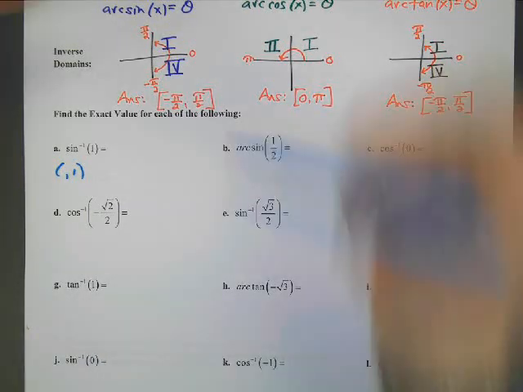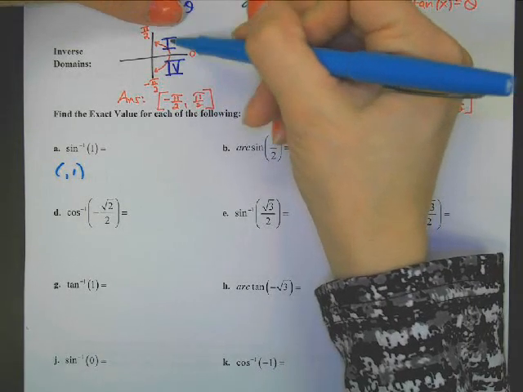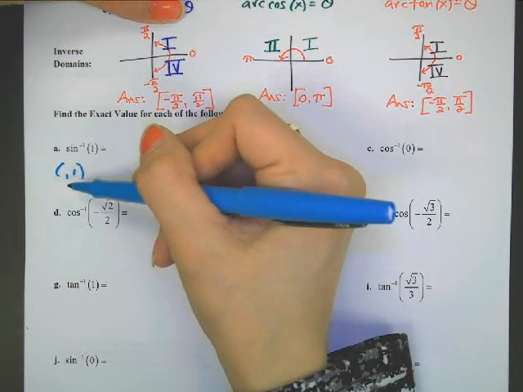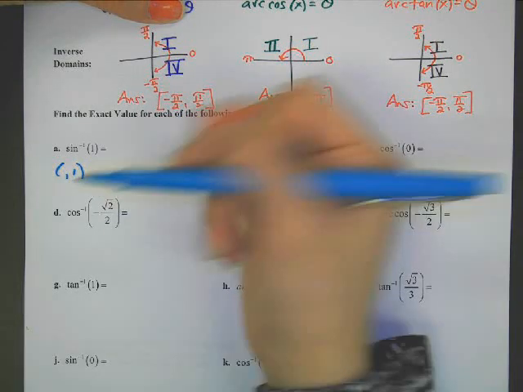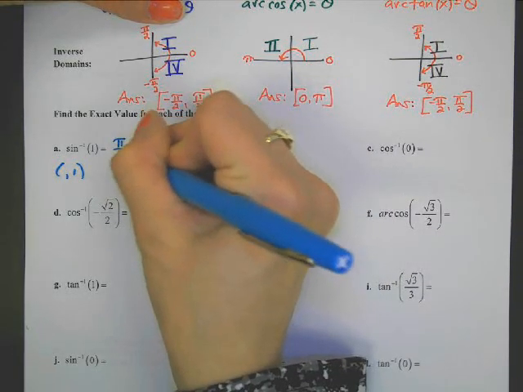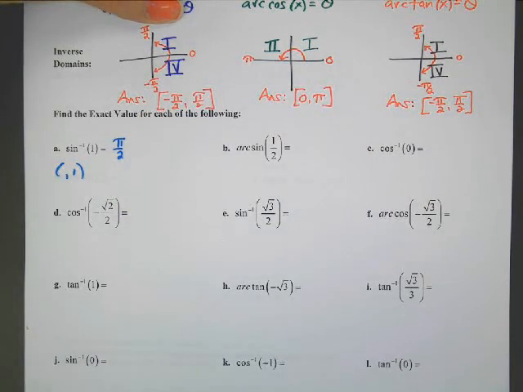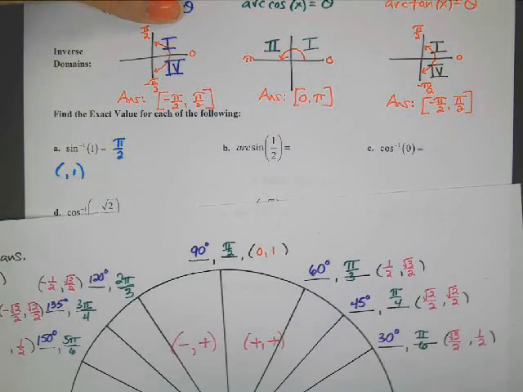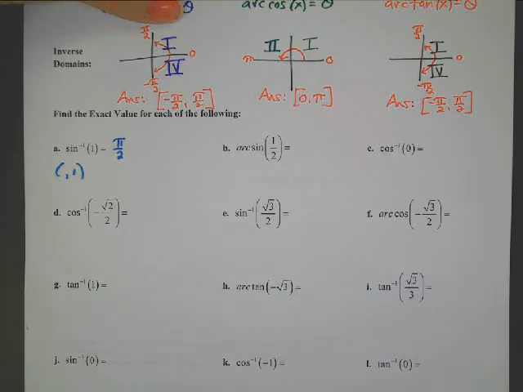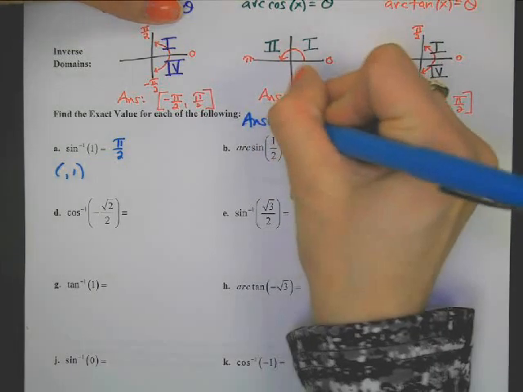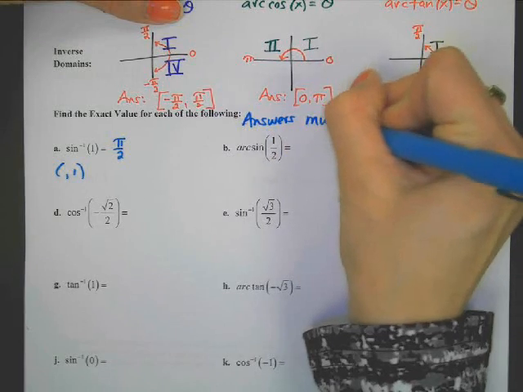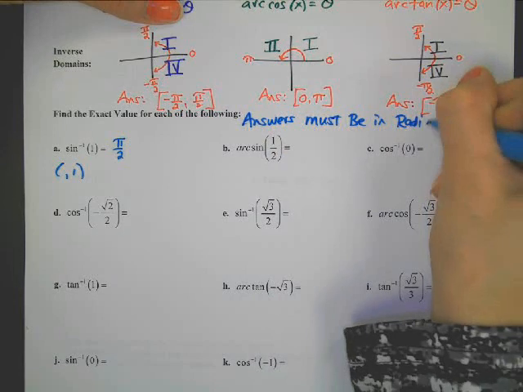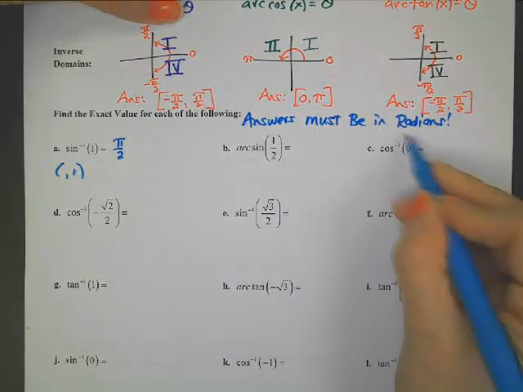And where are we supposed to be looking for sine? Quadrants 1 and 4. But it's positive. So what angle am I thinking of? The angle that I'm thinking of is pi over 2. On the unit circle, this is the point, and that's the angle. Remember, your answers always have to be in radians. Answers must be in radians. That's the rule. In pre-calculus, we're always going to state in radians.